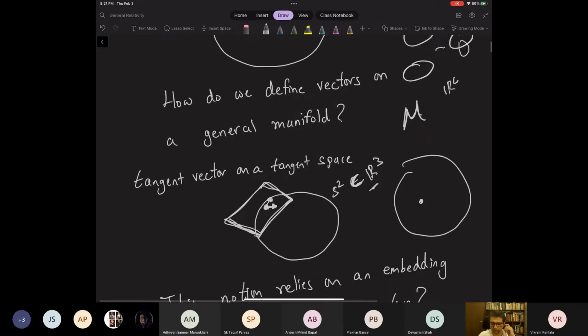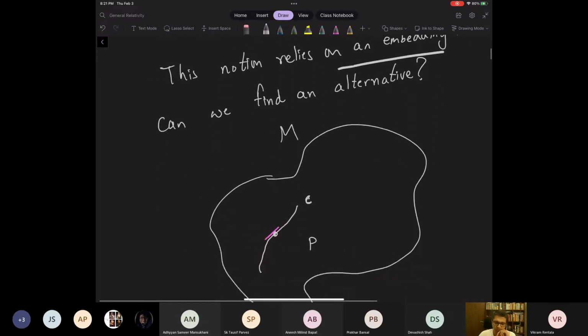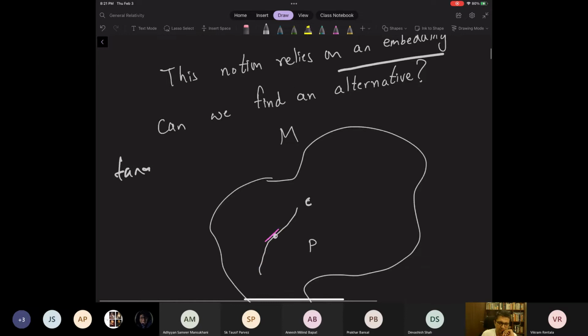So we don't want to rely on any kind of embeddings. We want a notion of tangent vectors or vectors which doesn't rely on the fact that this manifold is embedded in some higher dimensional space. This notion of tangent vectors or tangent plane relies on an embedding. But we don't want to give up on the idea of tangent vectors, we just have to find a different way to think about tangent vectors without thinking of embedding.